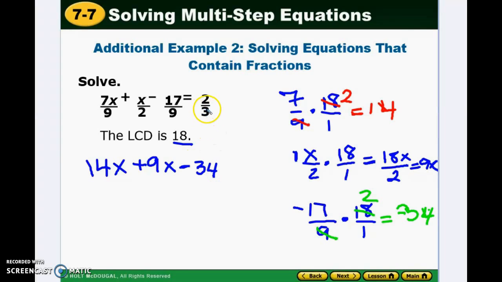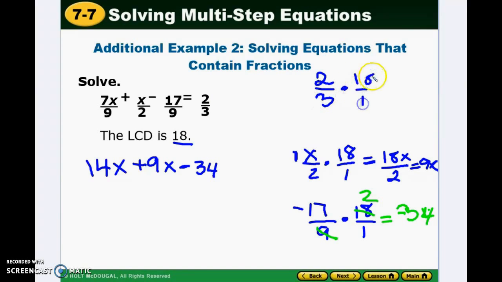And then we do the same thing here, 2/3 times 18. I'm out of space here, so let's erase this guy. Again, 18 over 1. And we have 3 going into 18 6 times, so 2 times 6 we get 12. So this has become 12. Alright, so that's it. So no more fractions. This looks very manageable now.